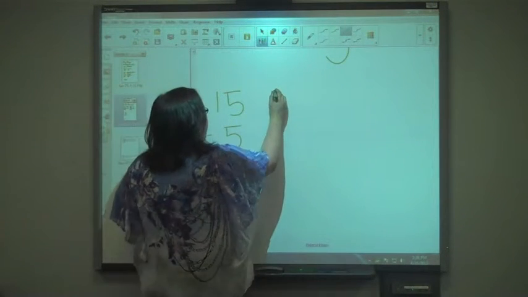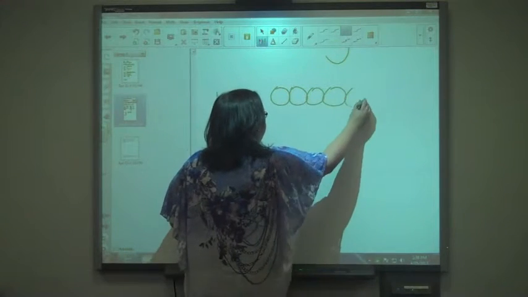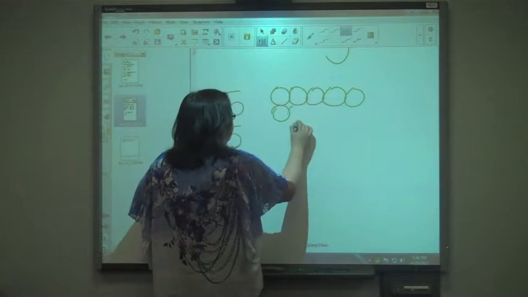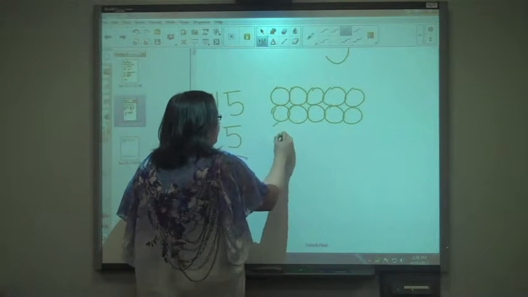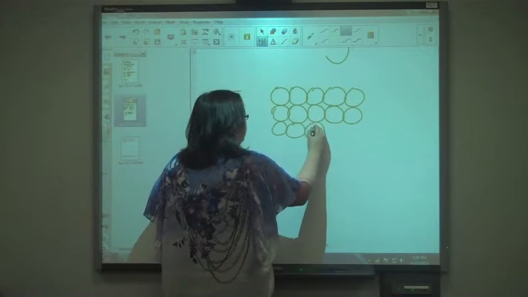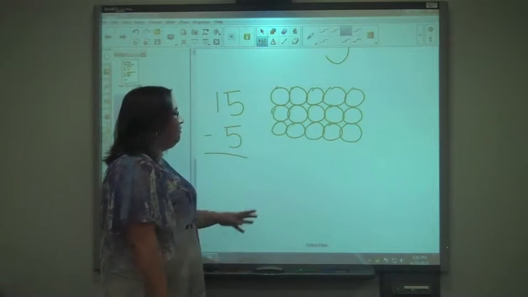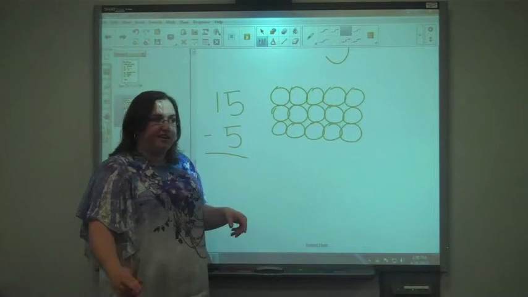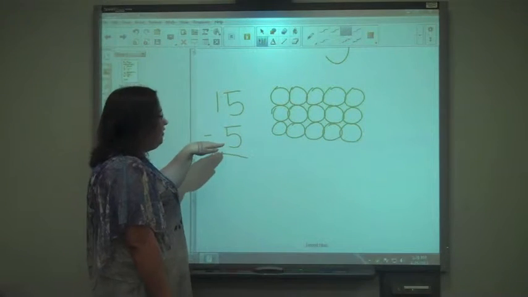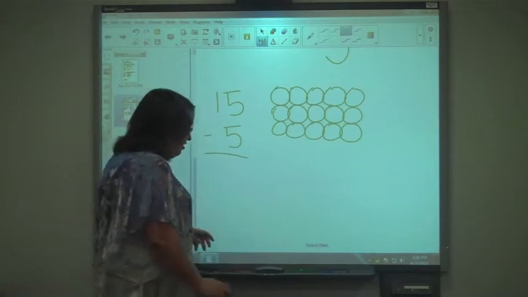Alright, if we have 1, 2, 3, 4, 5, 6, 7, 8, 9, 10, 11, 12, 13, 14, 15. Let's say these are 15 cupcakes. And Nancy comes by and she takes 5 for each of her friends. So 5 have been taken away from this.